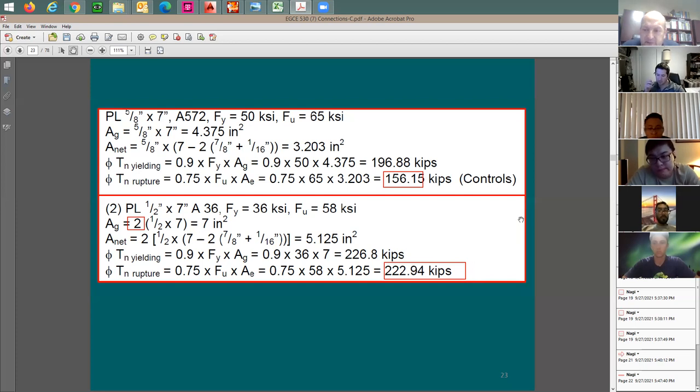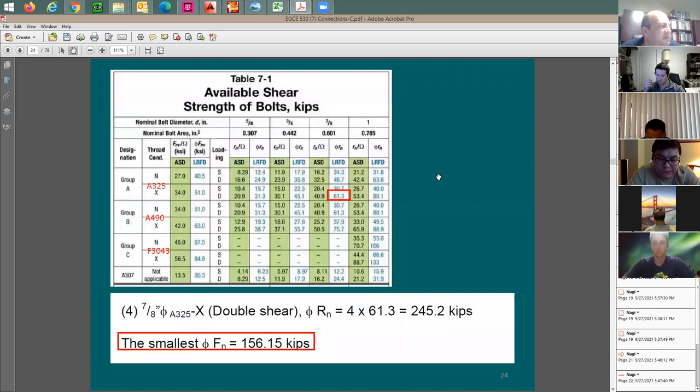So again, I have 3 items: 1 single plate, 2 plates, and then the 4 bolts. Now let's look here at the 4 bolts. The strength of 4 bolts, I have A325-X, 7/8 inch. Is this single shear or double shear? You say double shear. Okay, that's why I'm using this value here. Look at this, A325, double shear. It's going to be 61.3 times 4 bolts. I have 245. So the bolts are very strong in this case compared to the plates.